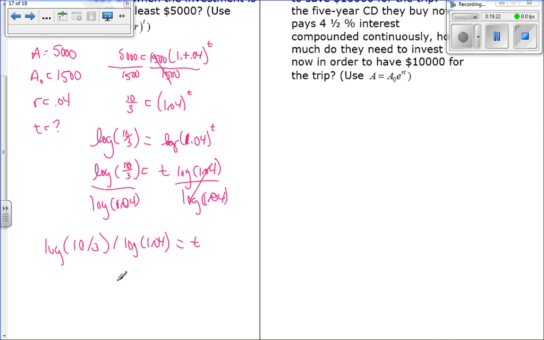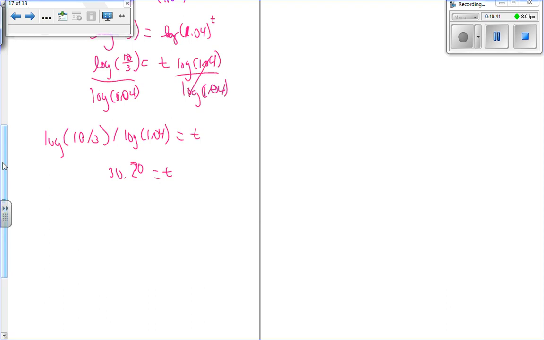And when you do that, you get 30.70, I believe. Can't really see. It might be 30.20. 30.20 is equal to t, and at the very least, t has to be 30 years.